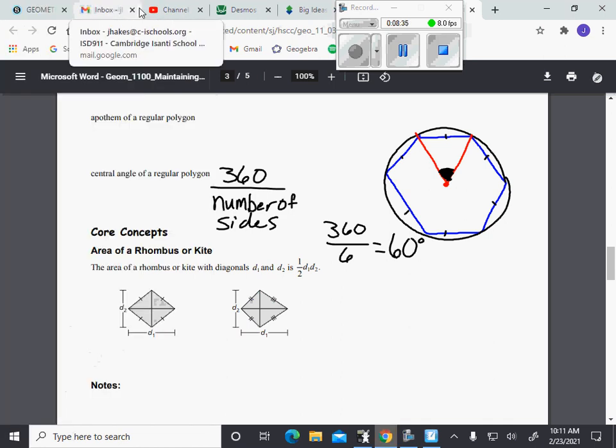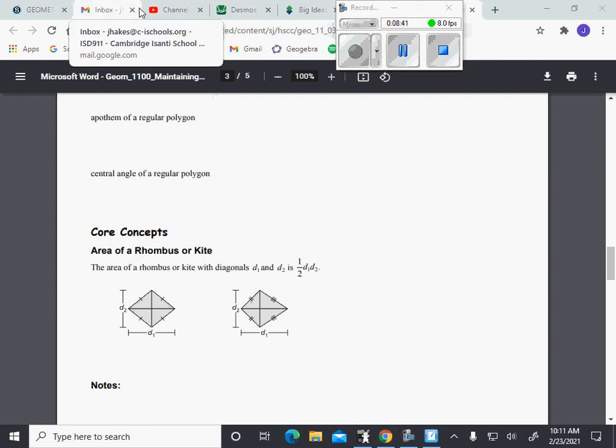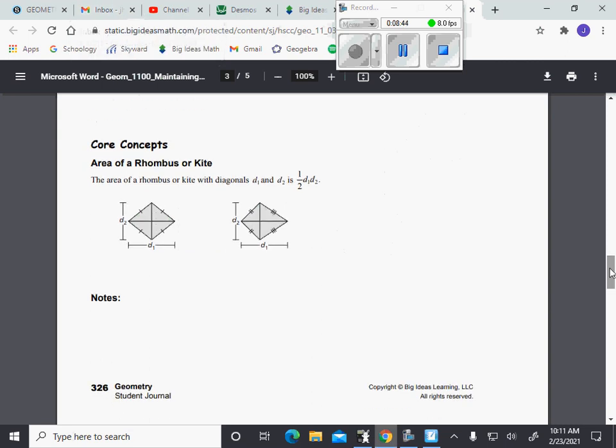Alrighty. Moving on. The areas of rhombuses or kites, it's a little different. Here we use these rules. D1 is this one right here. D2 is this diagonal here, the whole diagonal. Here's our formula. We take those diagonals, multiply them together, and then multiply by half. In a kite, here's D1, here's D2, multiply them together, divide by 2. We can try that out right now.